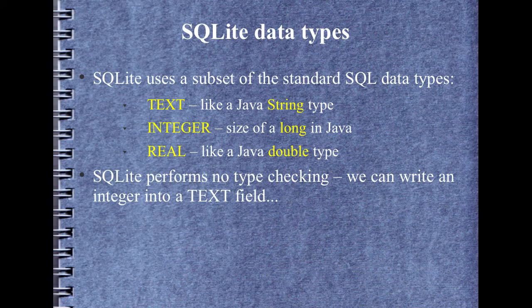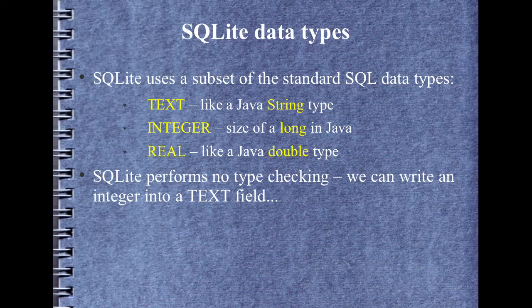There are three types of data in SQLite, and they are text, integer, and real. Now, they're not strong types. In other words, we can use a text field to hold an integer, and we can use an integer field to hold various different values. So don't get bogged down in the idea that text must be a string. However, the flavor of text is like a Java string type. An integer is the size of a long in Java, and a real is like a Java double type.